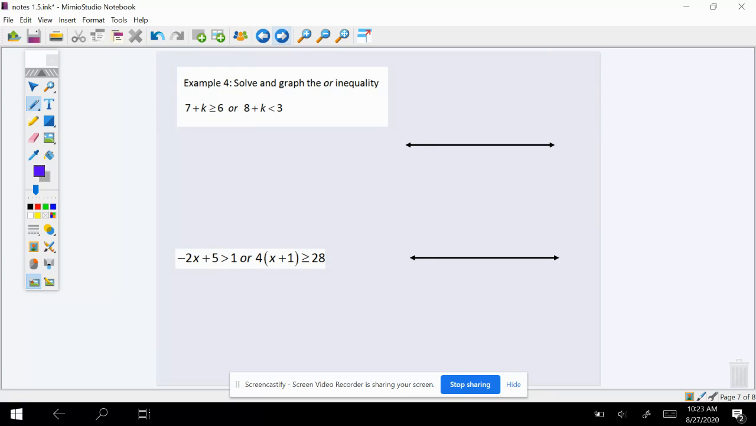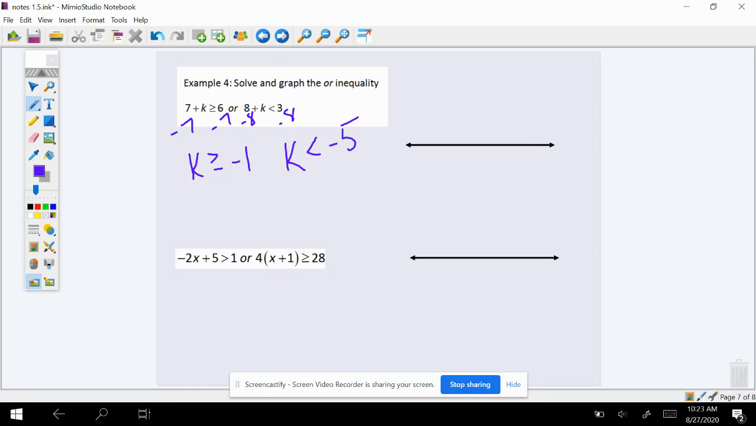The reason or ones can take a little more time is you really have to treat them separately. You can't do a lot of stuff at once like we do with the ands. So for this first one, I want to get k by itself, so I'm going to subtract 7. So k is greater than or equal to -1. And then I'm going to do the same thing, get k over here. This time I have to subtract 8, so I get k is less than 3 minus 8 is -5.